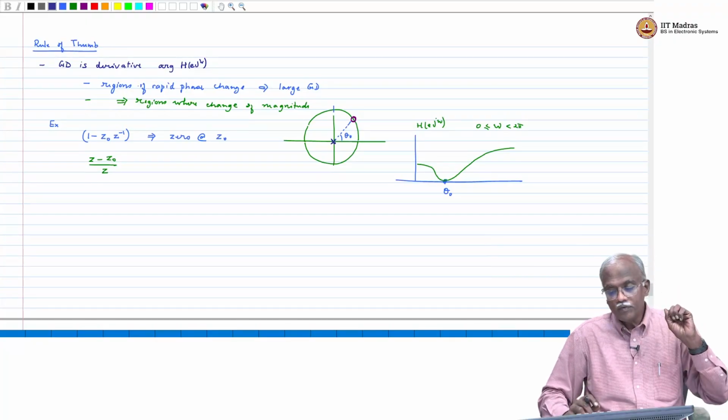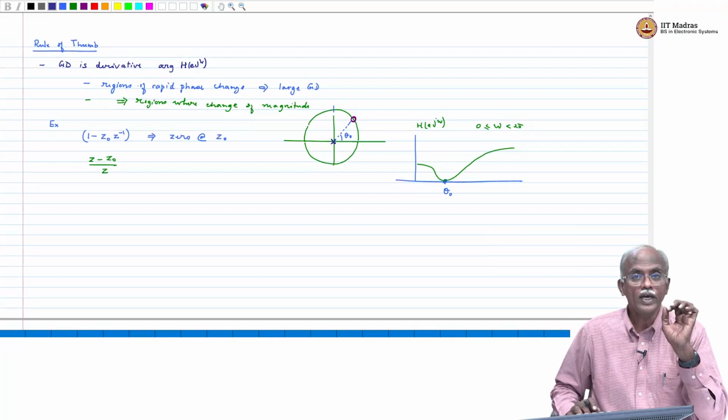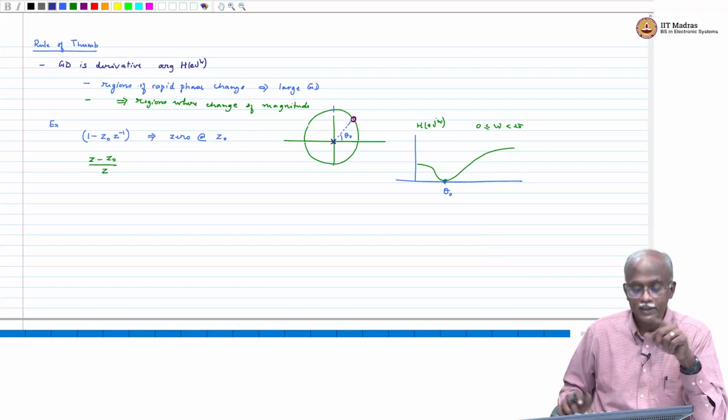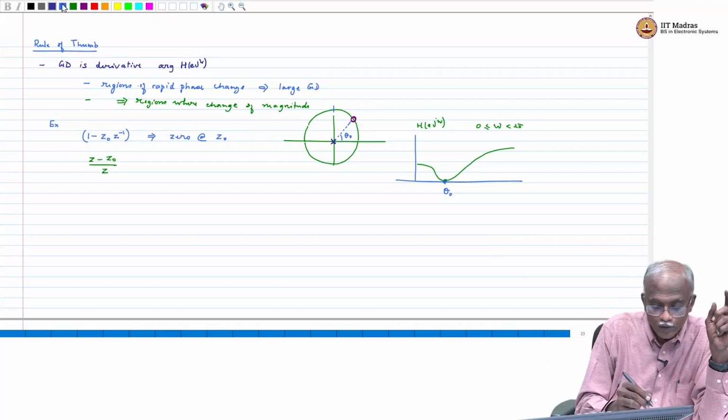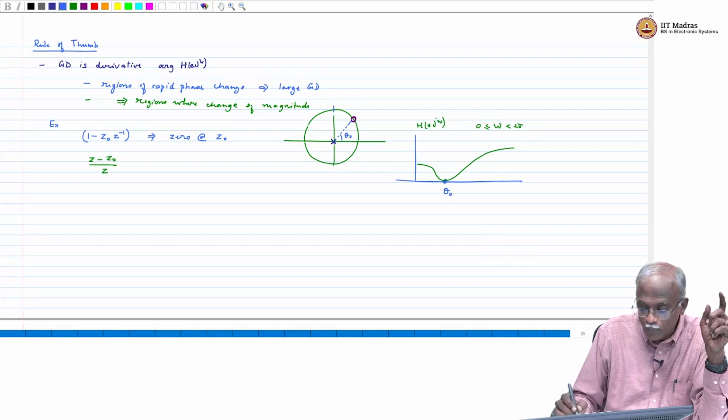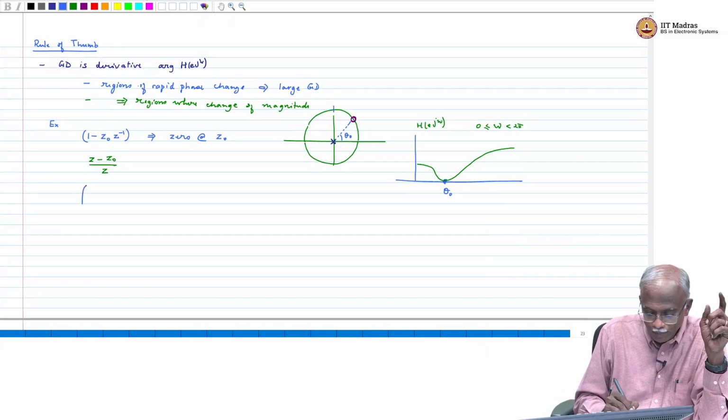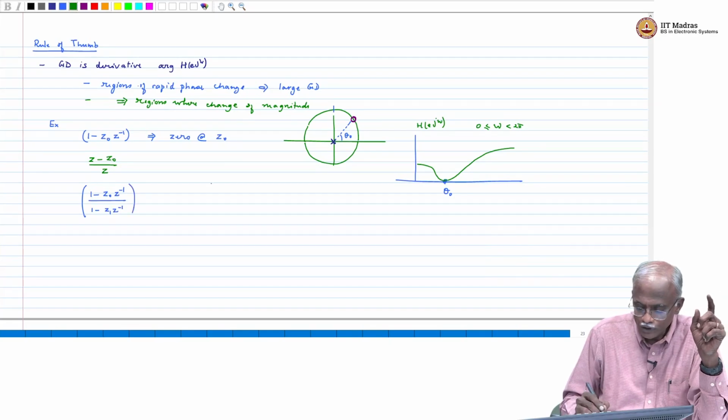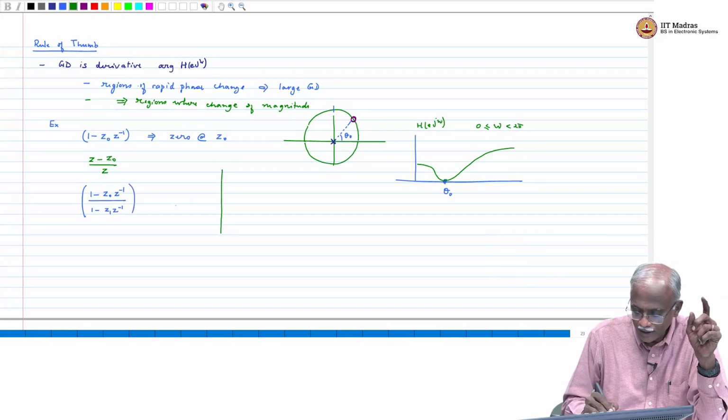Now comes a very interesting way by which we can look at the behavior of the system when the pole is not at the origin, but is at a location close to the 0. 1 minus z₀ z⁻¹ over 1 minus z₁ z⁻¹. Okay, I'm going to ask you to sketch a system which looks like this.